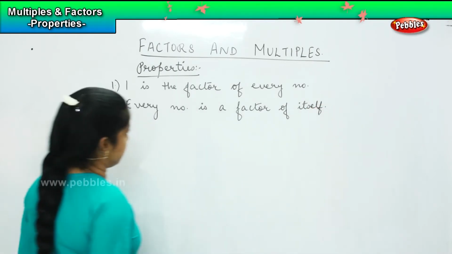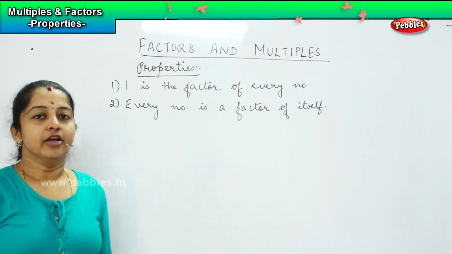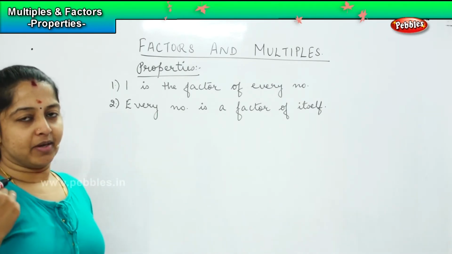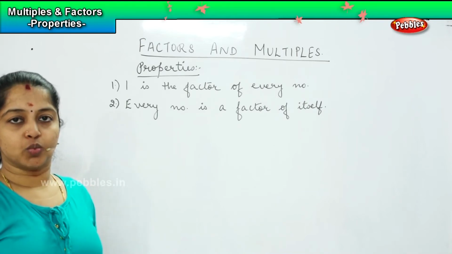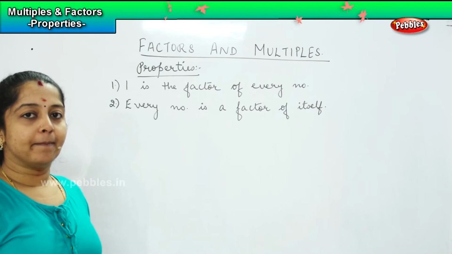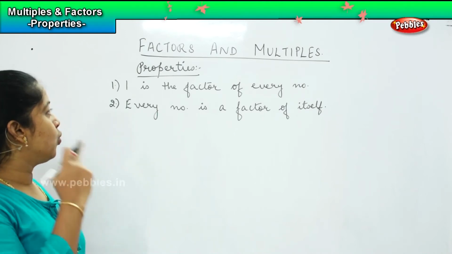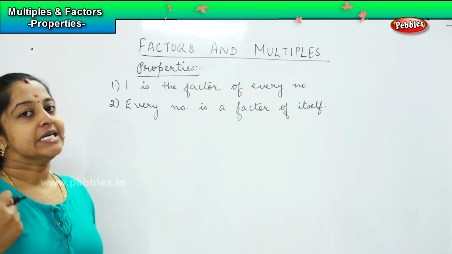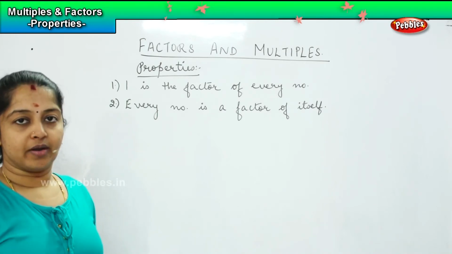So what do you mean by this property, children? Every number is a factor of itself, which means that if I divide a number by the same number, what is the answer that I obtain? It's 1, right? So every number is a factor of its own number. Just as 1 is the factor of every number, similarly every number is a factor of its own number.